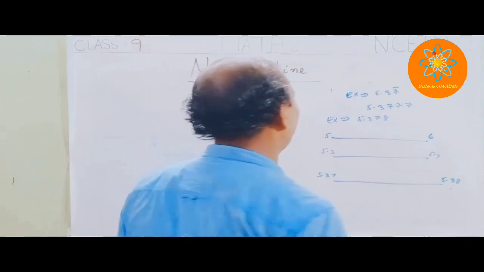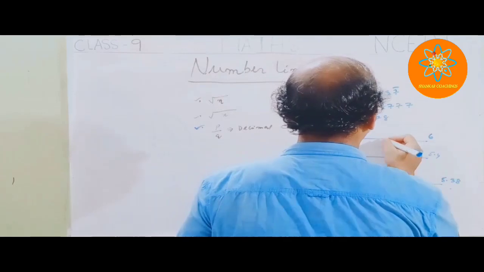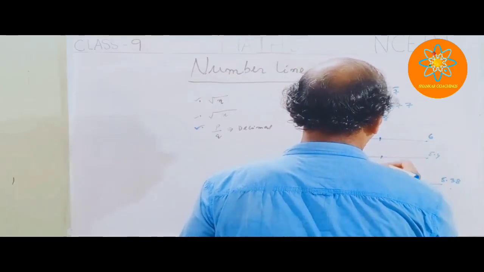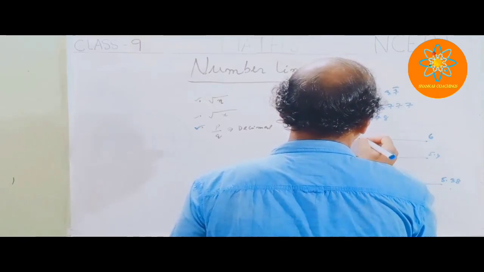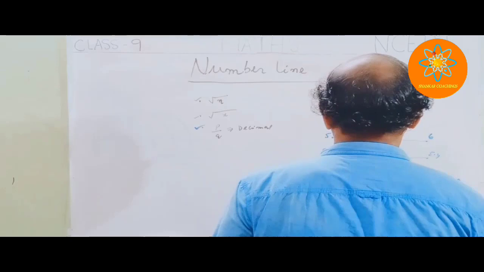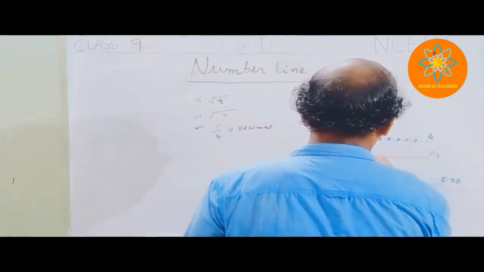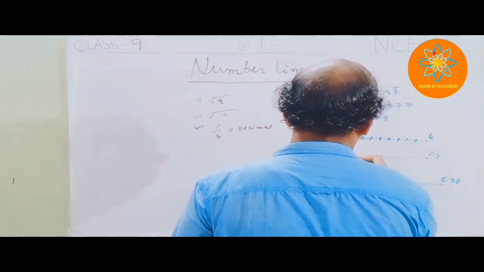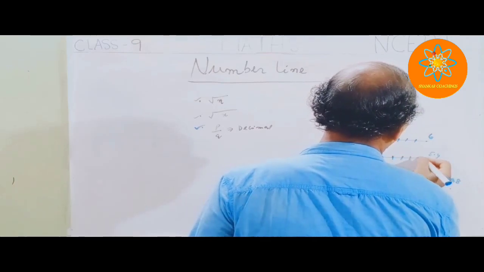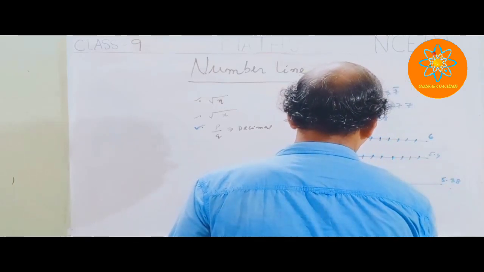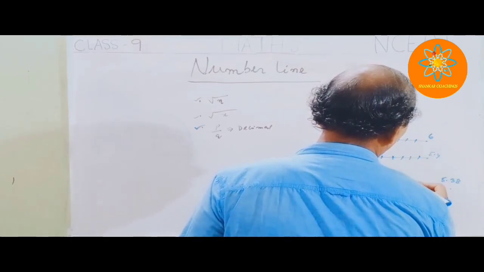Here it is 5. So I will divide this into 10 equal parts. I will divide this into 10 equal parts. 1, 2, 3, 4 and 5. Here also 1, 2, 3, 4 and 5, and the remaining parts likewise.